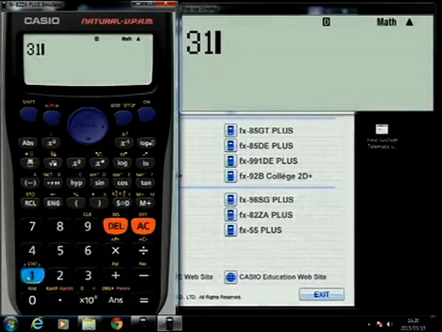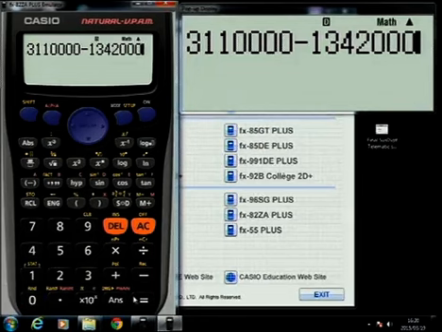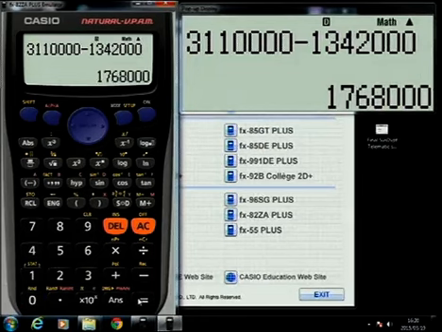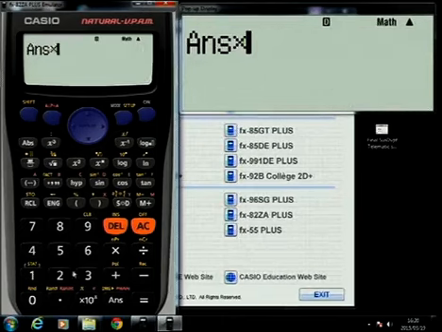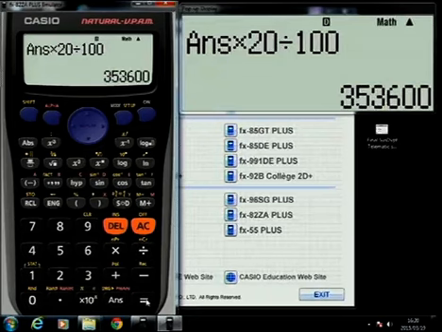It's 3,110,000 minus 1,342,000 gives us an answer of 1,768,000. Then you need to multiply that with 20%. And that is 353,600. Right. Let me just see if there's a question quickly.